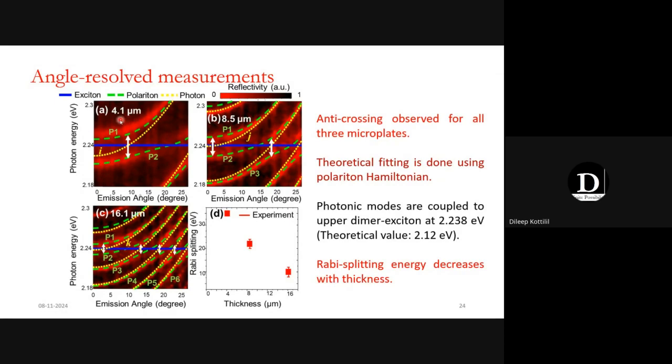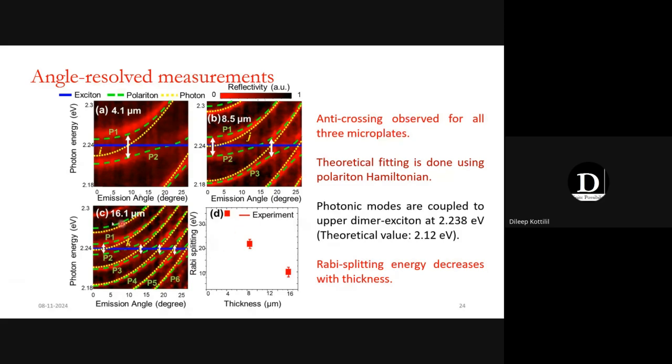Now, if you go to figure B, where the crystal thickness is 8.5 micrometer, which is greater than the 4.1 micrometer thickness of figure A. As the thickness of the cavity increases, as you already know, many photonic modes can simultaneously be sustained. Each of these photonic modes is going to separately couple with the exciton that is present, meaning the Frenkel exciton. So depending on which photon couples, we get different polariton branches, not just upper or lower. We get many upper branches and many lower branches.